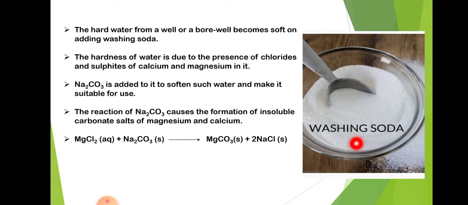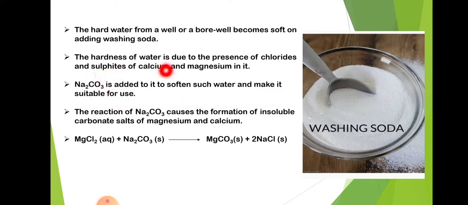ओके, तो हम इसमें वॉशिंग सोडा ऐड करेंगे तो वो सॉफ्ट हो जाता है. The hardness of water is due to the presence of chlorides and sulfides of calcium and magnesium in it. So it is the presence of what? Hardness क्यों होता है? Chlorides and sulfides. So when Na2CO3 is added to it, it softens such water and makes it suitable for us.